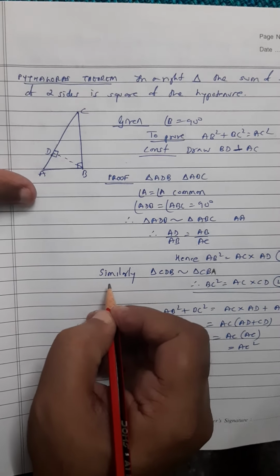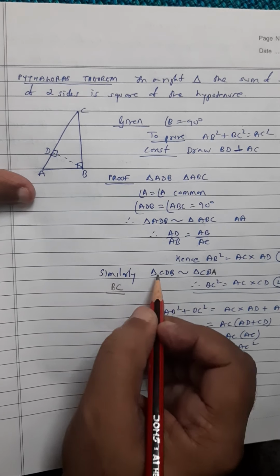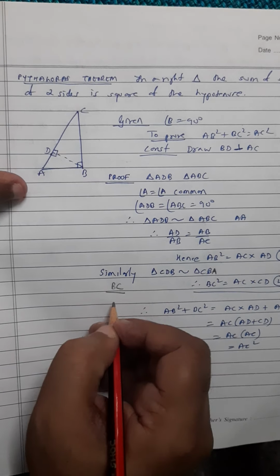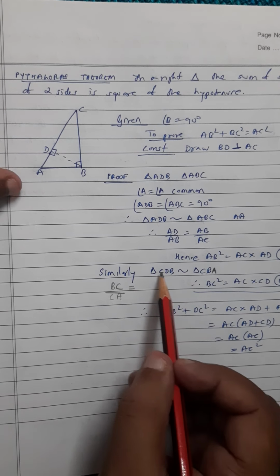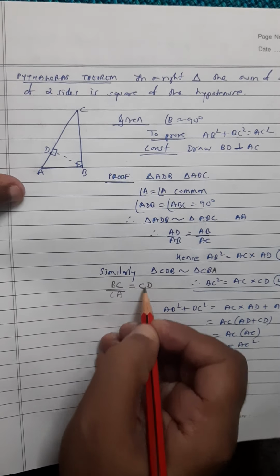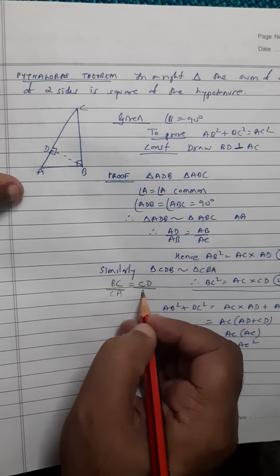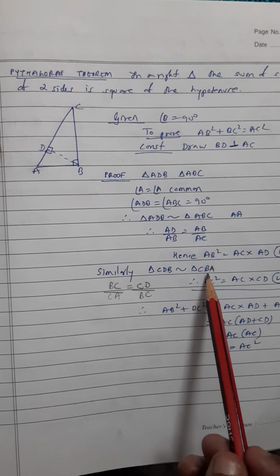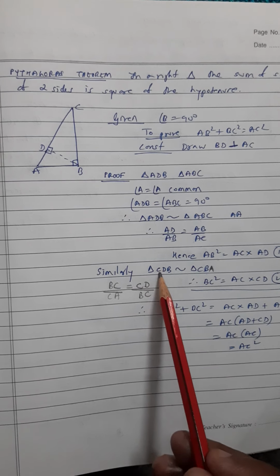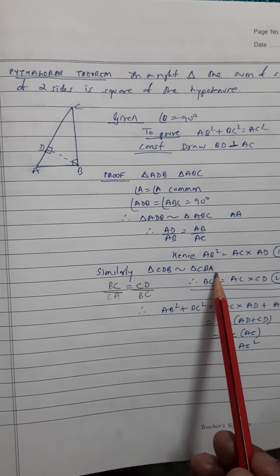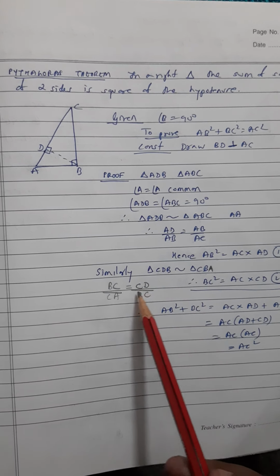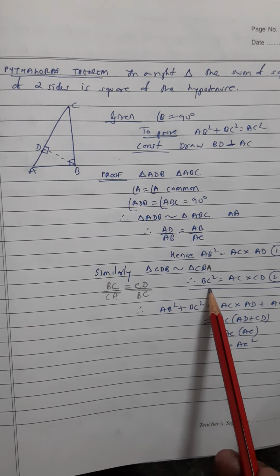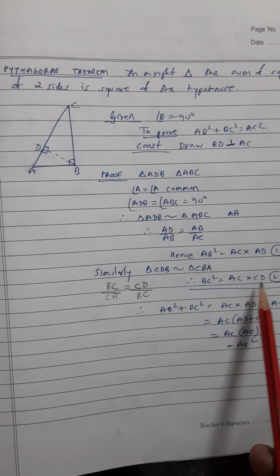So what will happen here will be BC upon CA is equal to CD upon BC. Okay, so whatever we are taking here, the corresponding we have to take here. So I am taking BC, I will take CA, CD and CB. Now we cross multiply this, we get BC square equal to CA into CD.